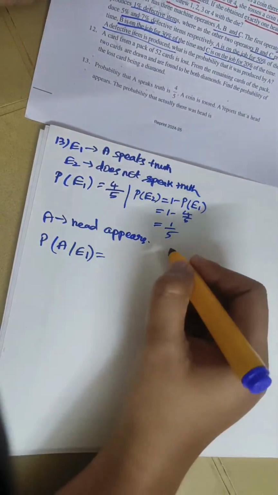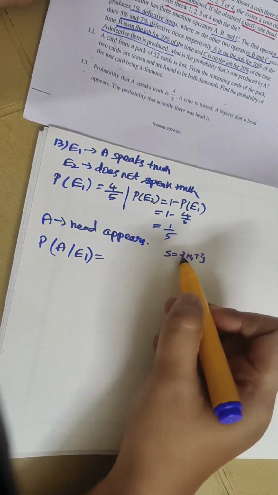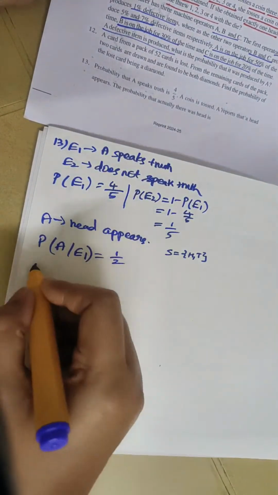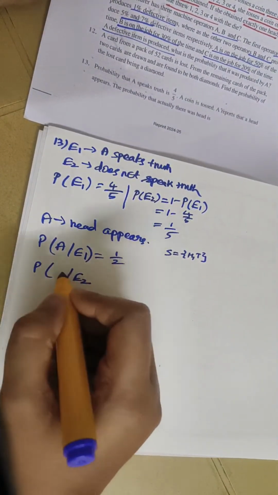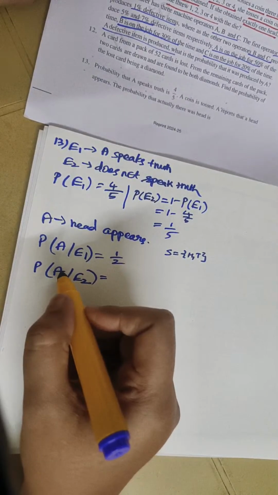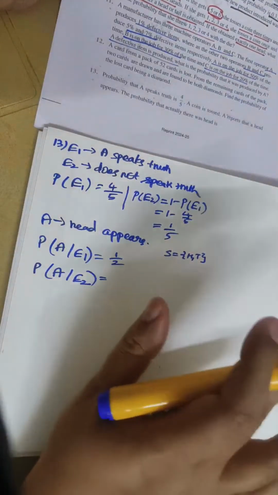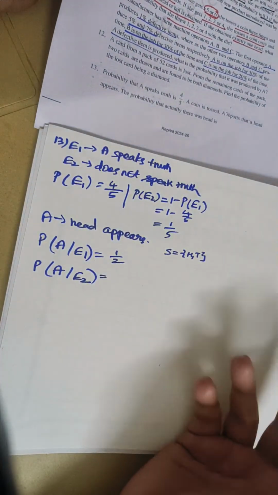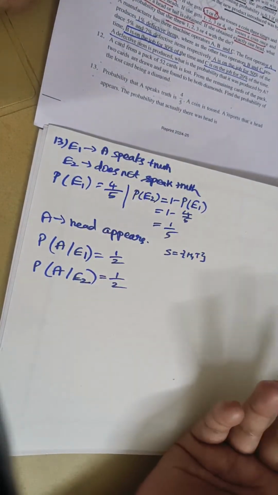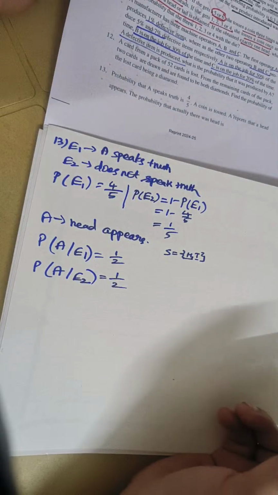A coin is tossed. The sample space will be head and tail. So the probability that it is head and he is speaking the truth is 1 by 2. And he is not speaking the truth, he is lying. Our target is to find that head appears, but he is not saying the truth. So we have that also as 1 by 2, the complement, 1 minus 1 by 2 is 1 by 2, because for head it is 1 by 2, tail also 1 by 2.